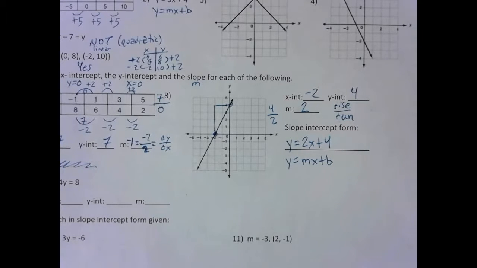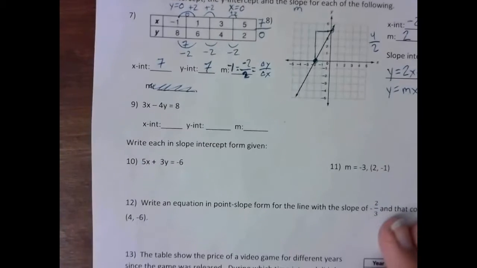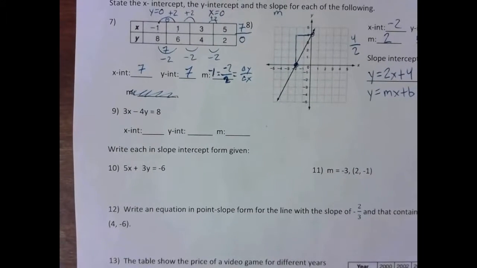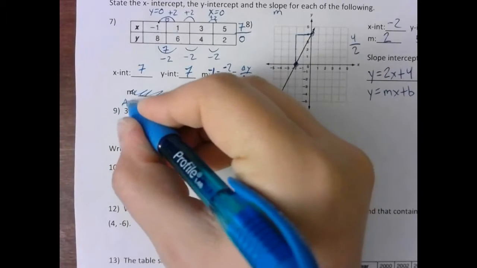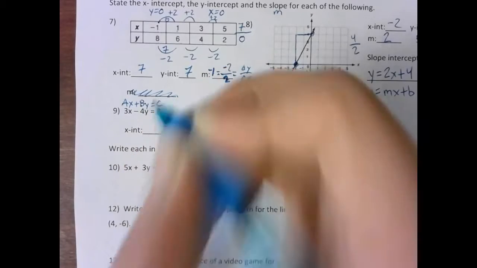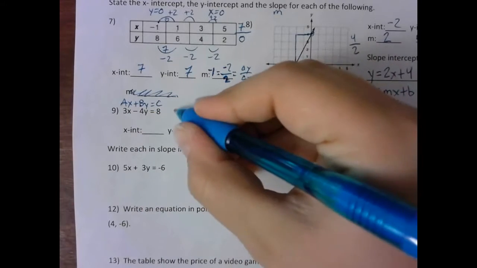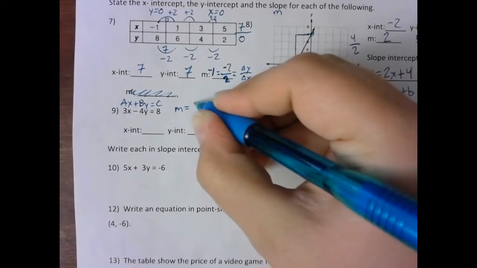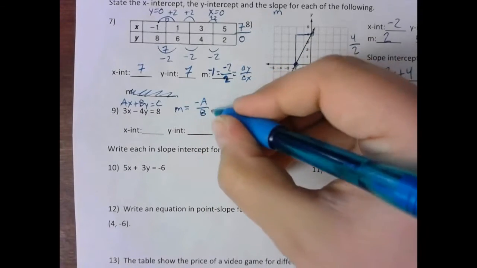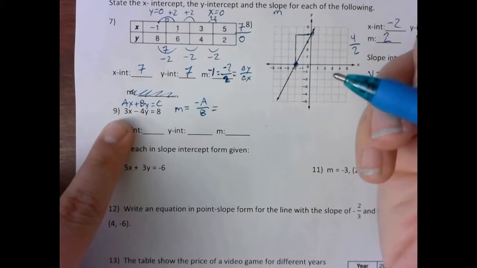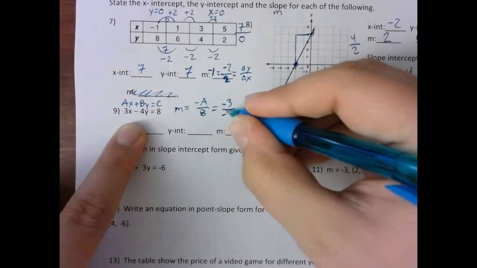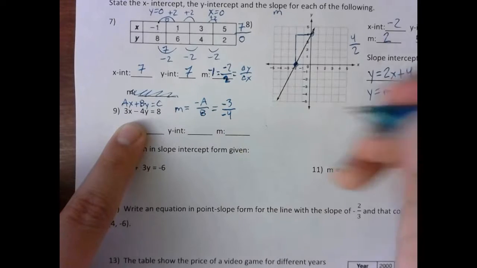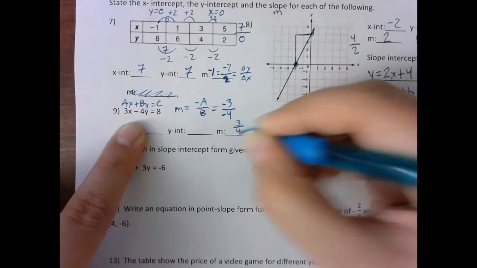Let's move on to number 9. Okay, number 9. Ugh. I don't like standard form, but we got to do what we don't like sometimes. So remember, standard form is ax plus by equals c. And remember that the slope, when given the standard form, is negative a over b, which here our a is 3, so negative a is negative 3. Our b is negative 4, so we get negative 3 over negative 4, which is really 3 over 4. So we got our slope.